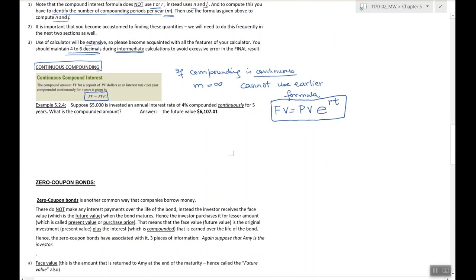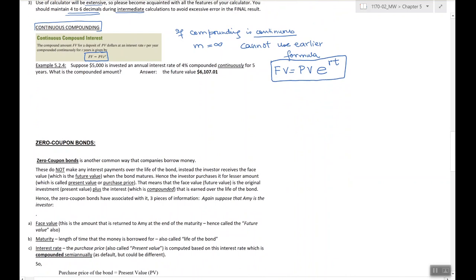So here's a very simple example of using this formula. $5,000 is invested. R is 4%. You have to watch out for this word, continuously, for 5 years. So my present value is 5,000. R is 0.04 and T is 5.